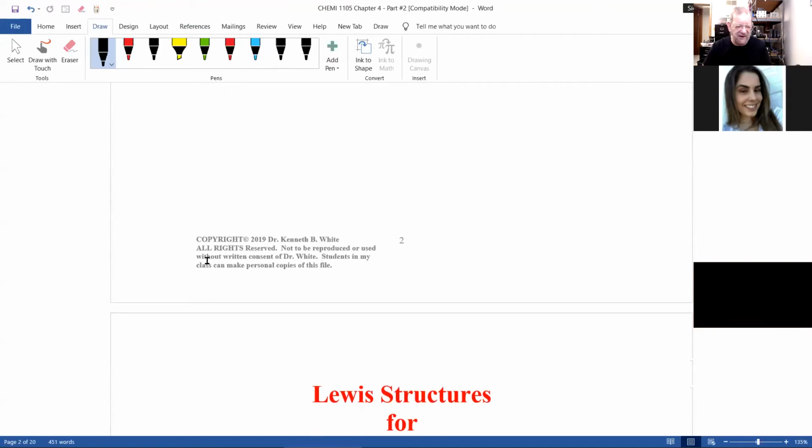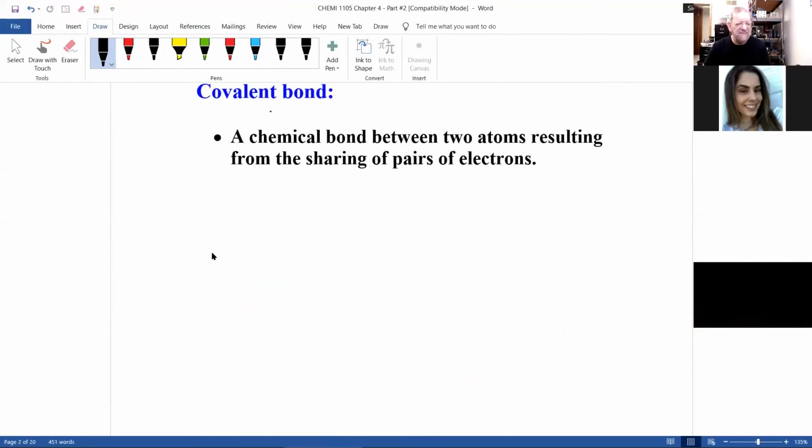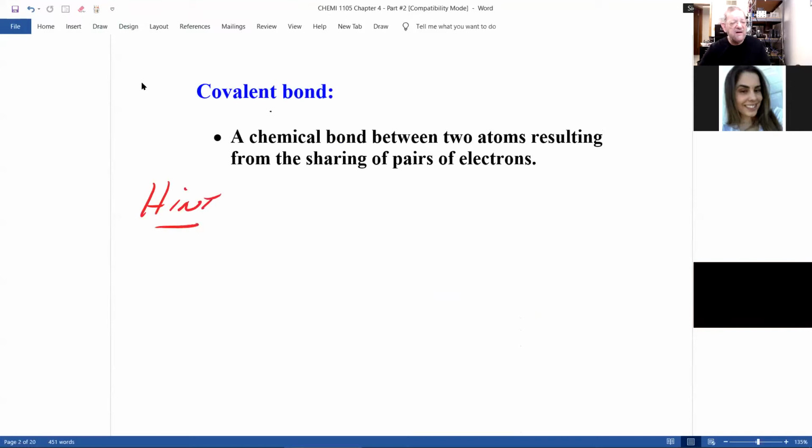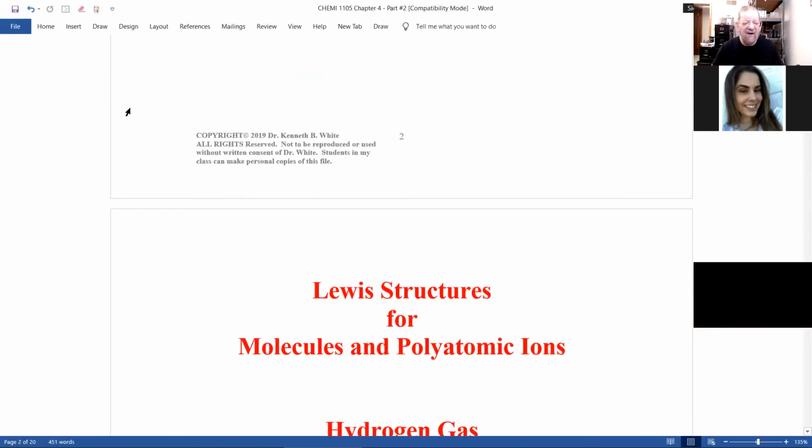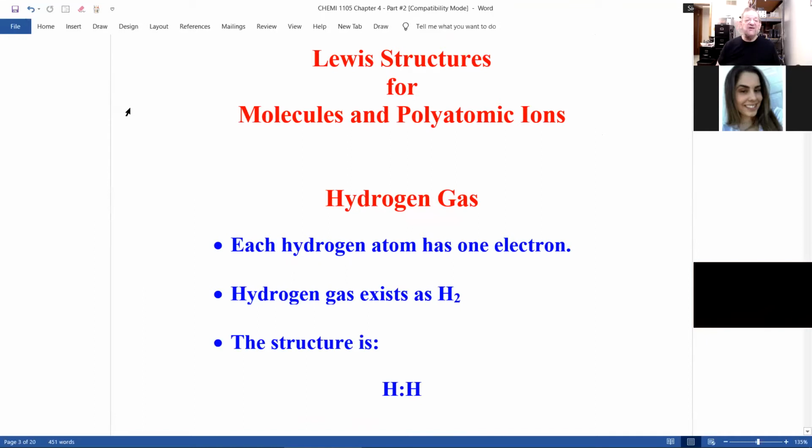Let's see if I have it written another way. Nope, I don't. You should know a covalent bond is the sharing of pairs of electrons between two atoms. So what's the covalent bond? Sharing of pairs of electrons between two atoms. Now, how do we show this? By using Lewis structures for molecules and polyatomic ions.